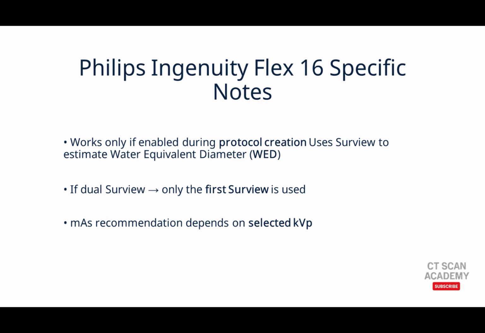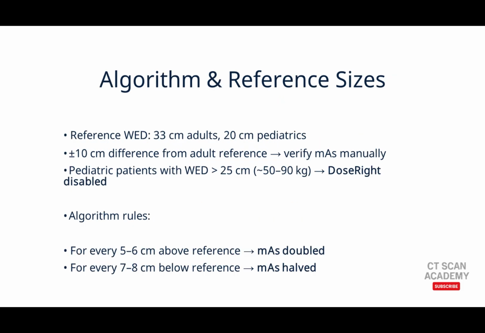mAs recommendations from DoseRight depend on the selected kilovolts, reference WED values, about 33 centimeters for adults and 20 centimeters for pediatrics. If a patient's WED differs by plus or minus 10 centimeters from the adult reference, verify mAs manually. For pediatric patients with WED greater than 25 centimeters, approximately 50 to 90 kilograms, DoseRight may be disabled.